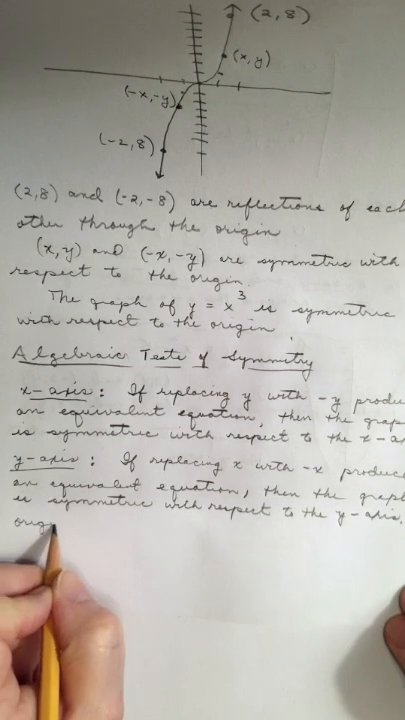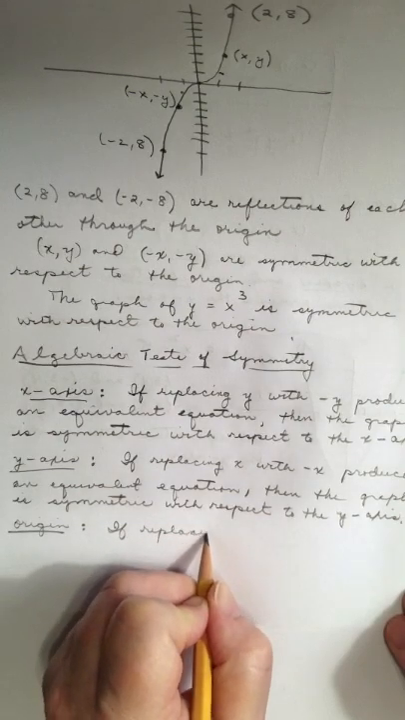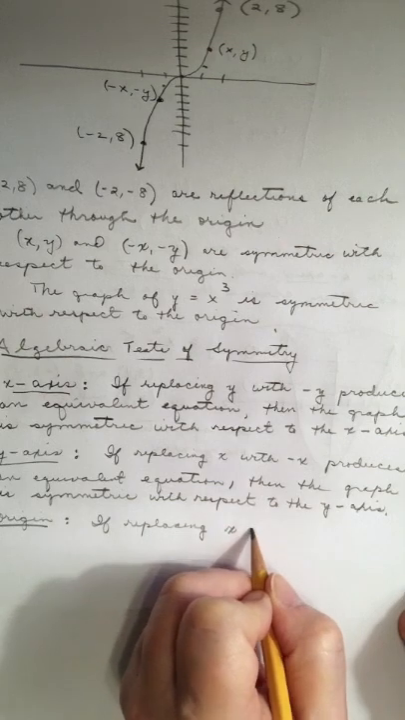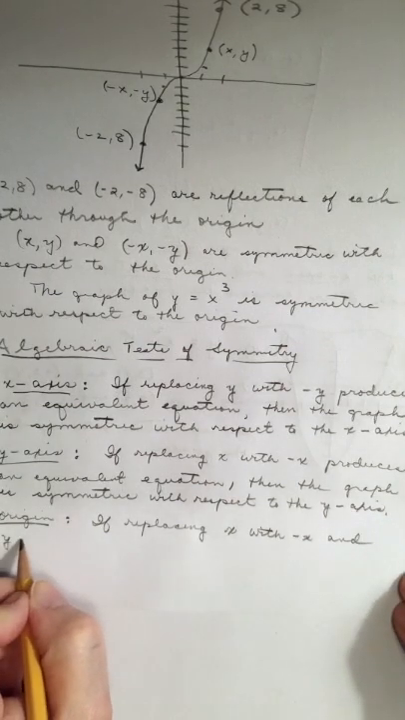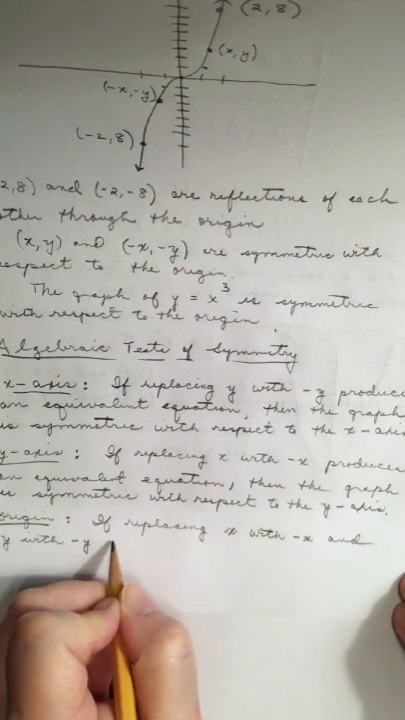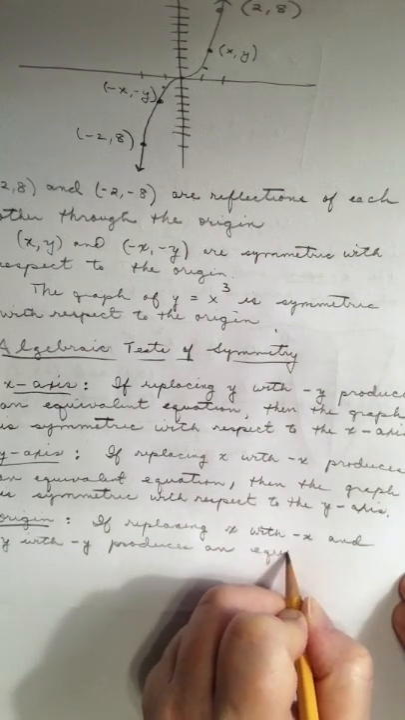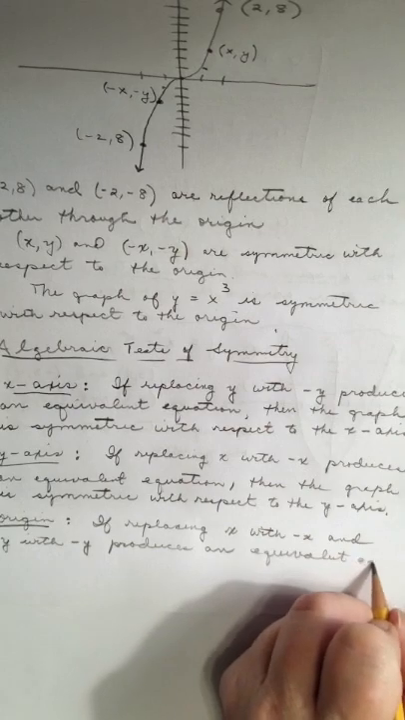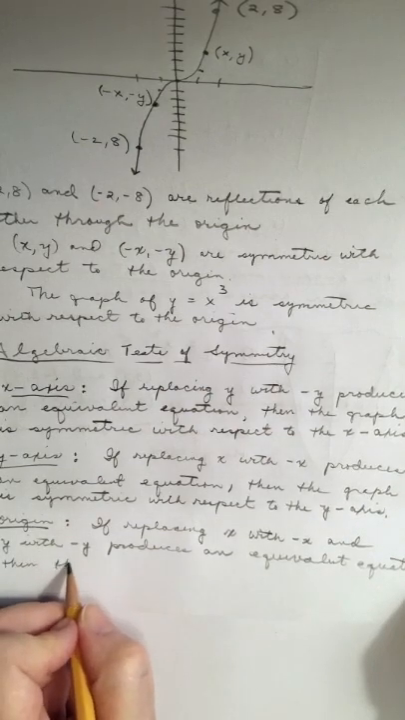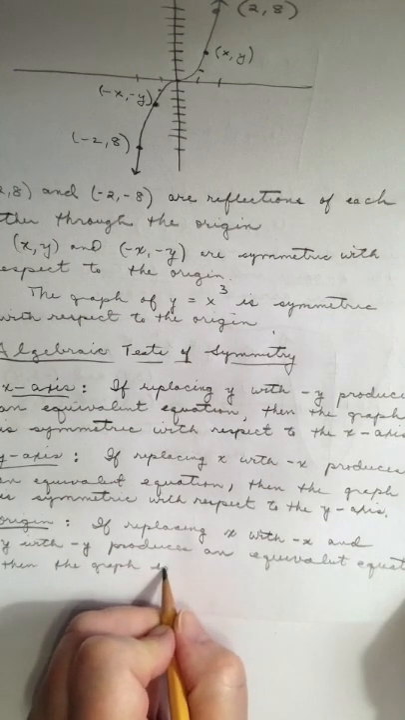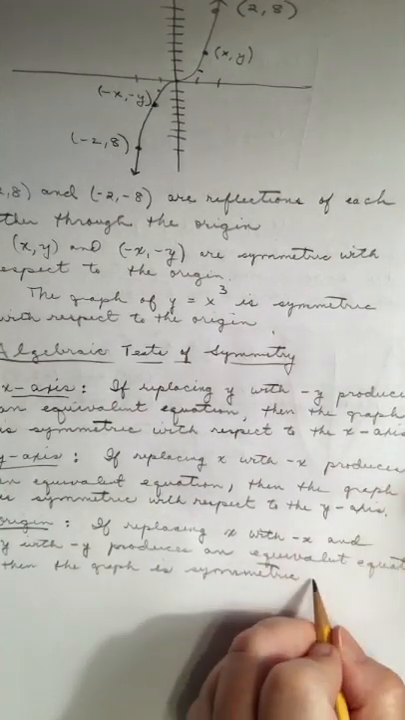And for the origin, if replacing x with -x and y with -y produces an equivalent equation, then the graph is symmetric with respect to the origin.